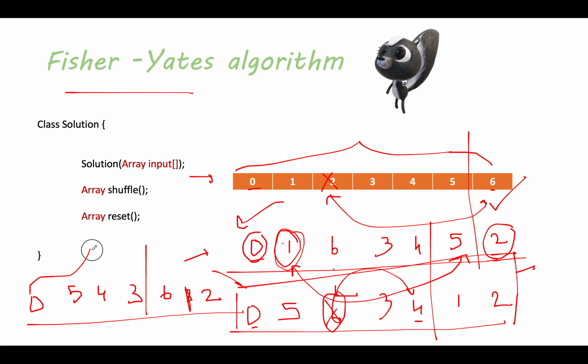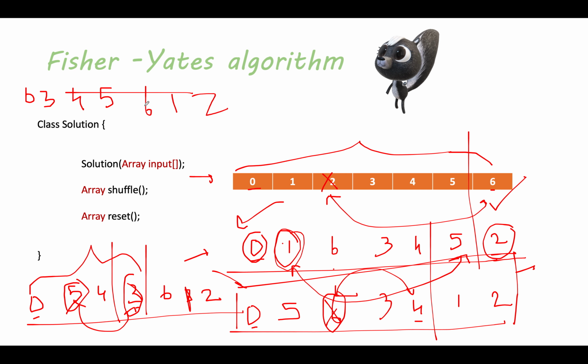Again, you will do the same thing. You'll pick up the random index from this particular length, 4, starting from 0 up till 3, and let's hypothetically assume that you got 5 this time. So you'll swap 5 with 3. The updated array is something like this: 0, 3, 4, 5, 6, 1, 2. And where does the boundary come into the picture? Here. So this is the shuffled array, this is the unshuffled array.